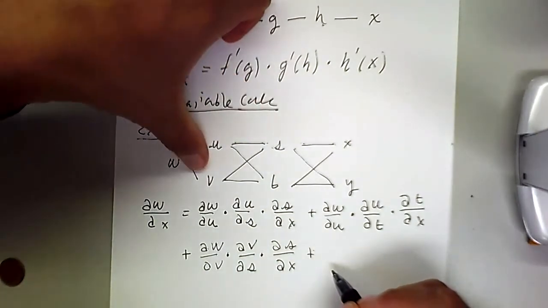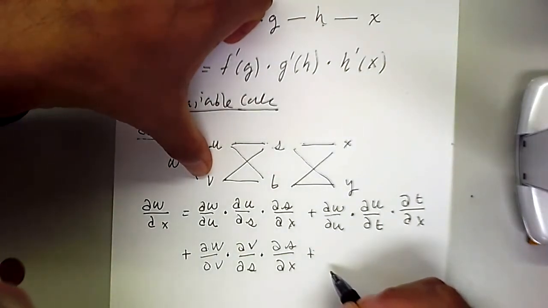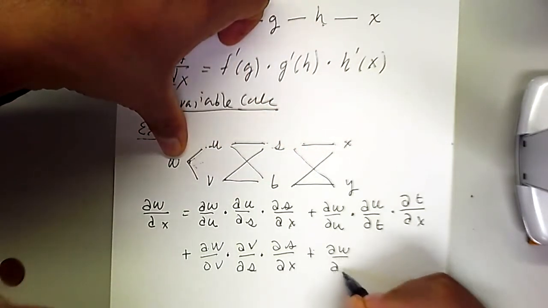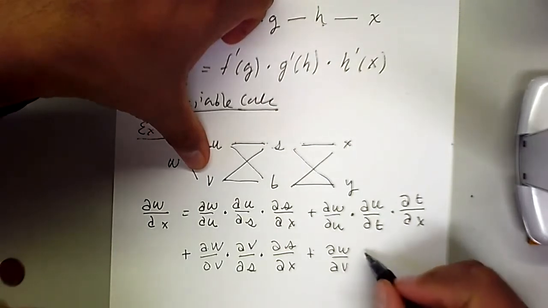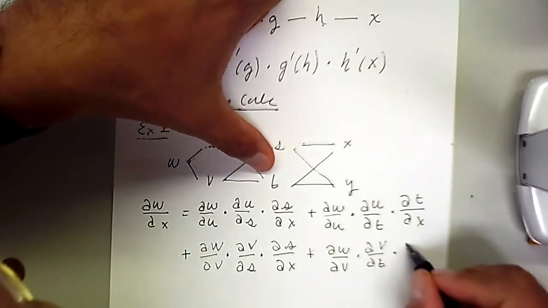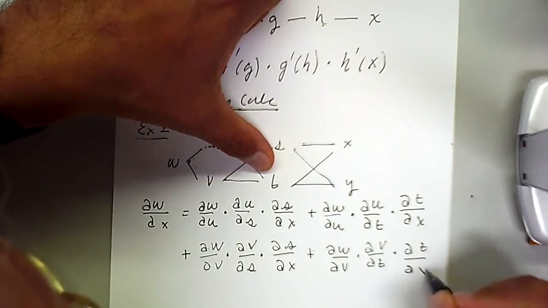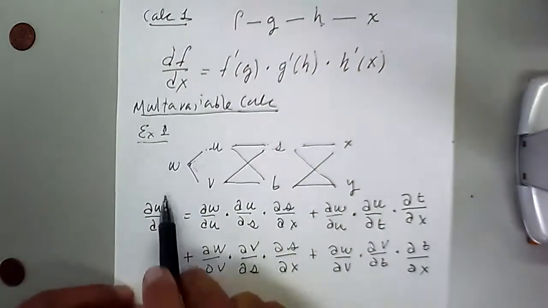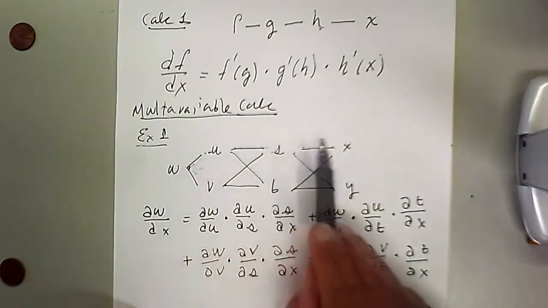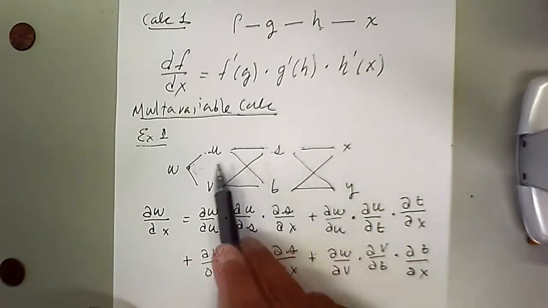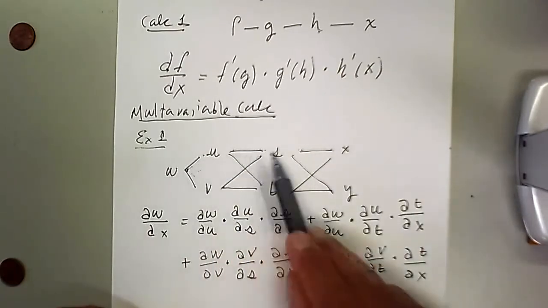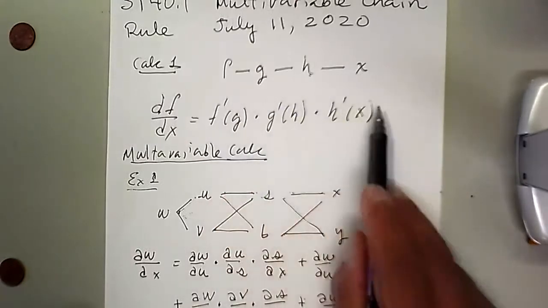We could go from W, V, T, X. So we start out with partial of W with respect to V times partial of V with respect to T times partial of T with respect to X. So under this diagram, if you want to find the partial derivative of W with respect to X, we have to take into account all the different channels that get from W to X. For each channel, we're going to have a similar product as this.